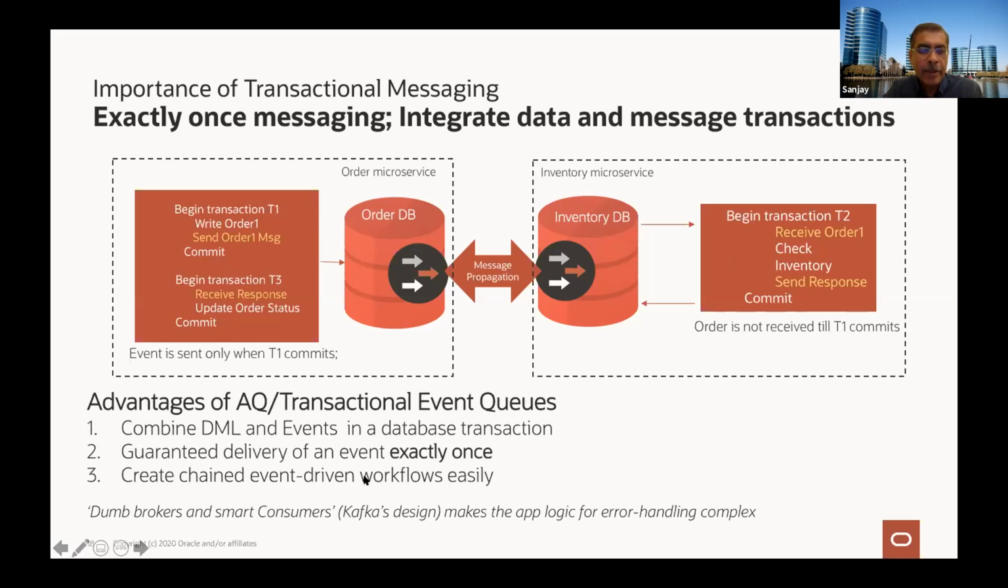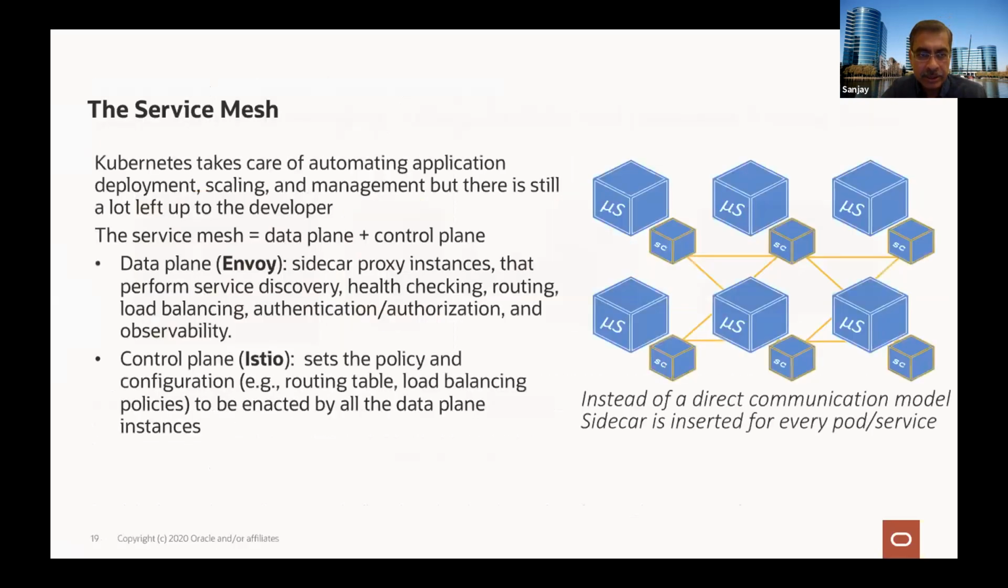So again, the guaranteed delivery, and of course you can create chained event flow driven workflows easily. Slightly different philosophy than Kafka's dumb brokers and smart consumers, where they put a lot of onus on the consumers to do some of these things, which makes the app logic for error handling complex, right? So again, part of the simplicity of using this is that your code becomes simpler with transactional messaging.